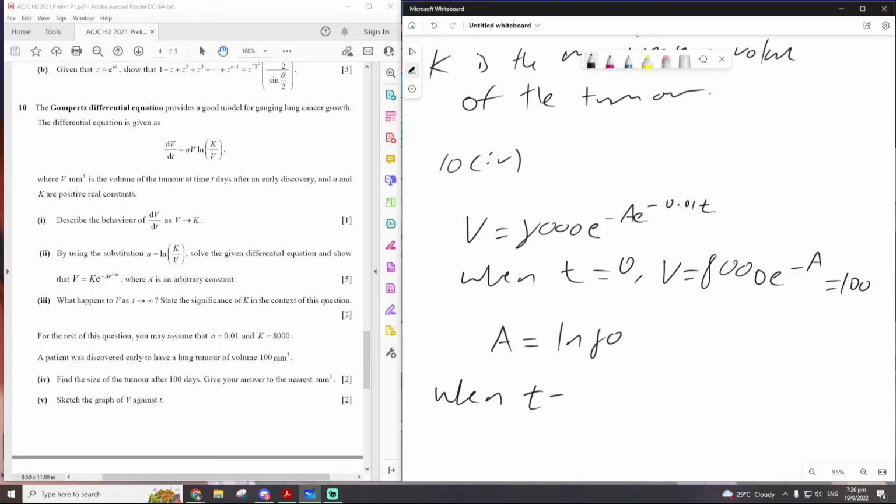When t equals 100, you can go ahead and find out. v equals 8,000 e to the minus ln 80 e to the negative 1 power. Then you can go find what v is. You will find that, to the nearest mm, this is 1596 mm cube. Okay?